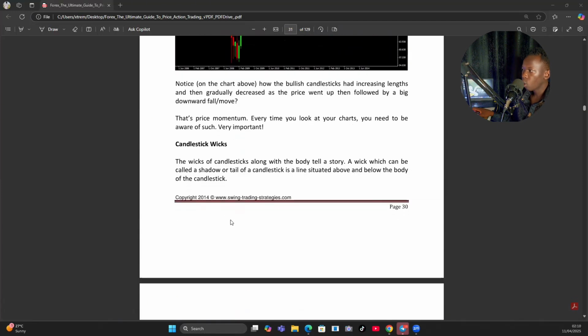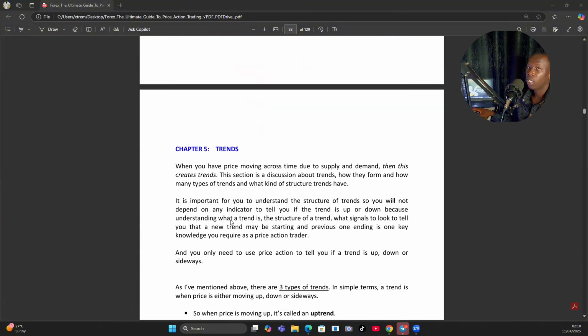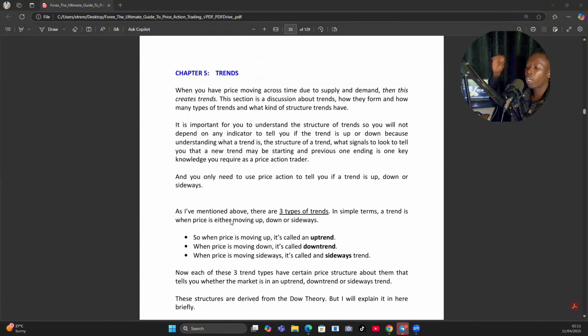What you need to remember is we shall be learning more about support and resistance, and trend. Before we go deep in price action, remember we trade market trends. We trade uptrend and downtrend. When price moves across time due to supply and demand, or support and resistance, this creates a trend. For example, we can have an uptrend or a downtrend.